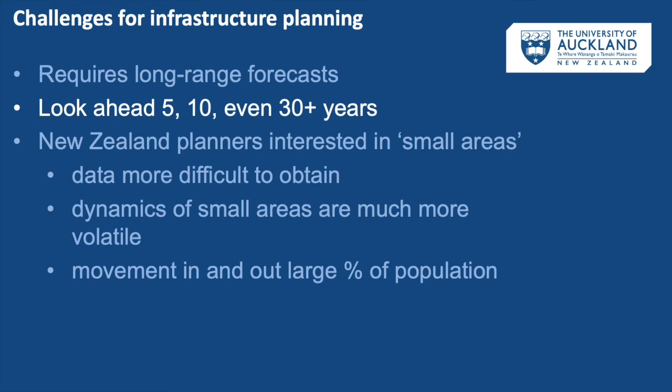Such forecasts are fairly straightforward at the national or regional level. Trends are somewhat stable as the scale and data are more readily available. However, in New Zealand, planners are particularly interested in small areas. This makes things a bit more complicated, as not only are data more difficult to obtain at this smaller scale, but the dynamics of small areas are much more volatile and difficult to predict.